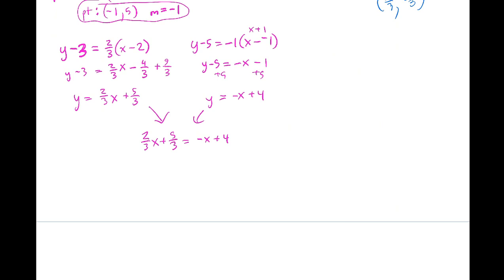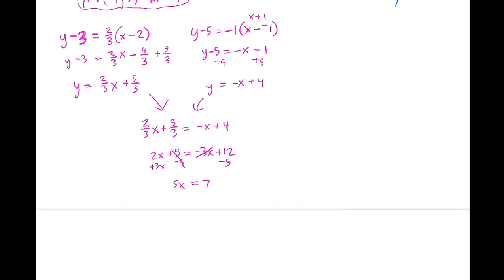Let's multiply both sides by 3: 2x plus 5 equals -3x plus 12. Let's add the 3x to both sides, and subtract the 5 from both sides, and we get 5x equals 7. Oh, that's no fun. x equals 7/5. And now we just have to go back and plug that in. Let's plug that in right here because that's easy.